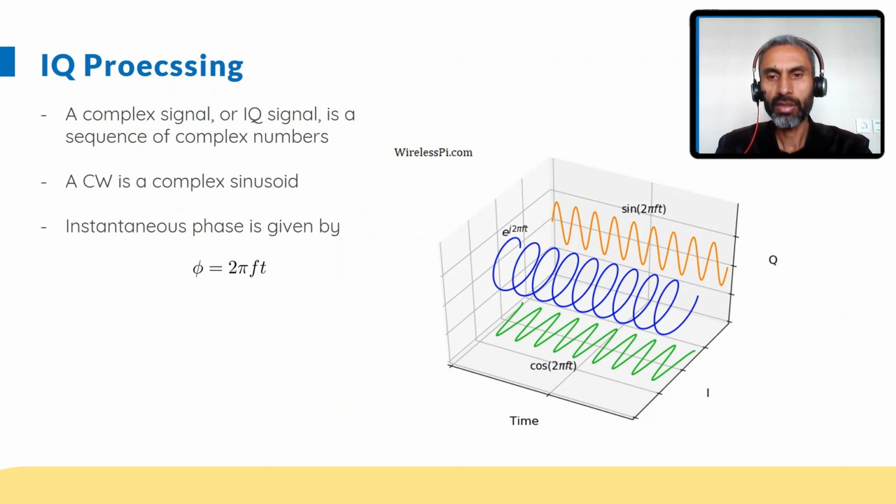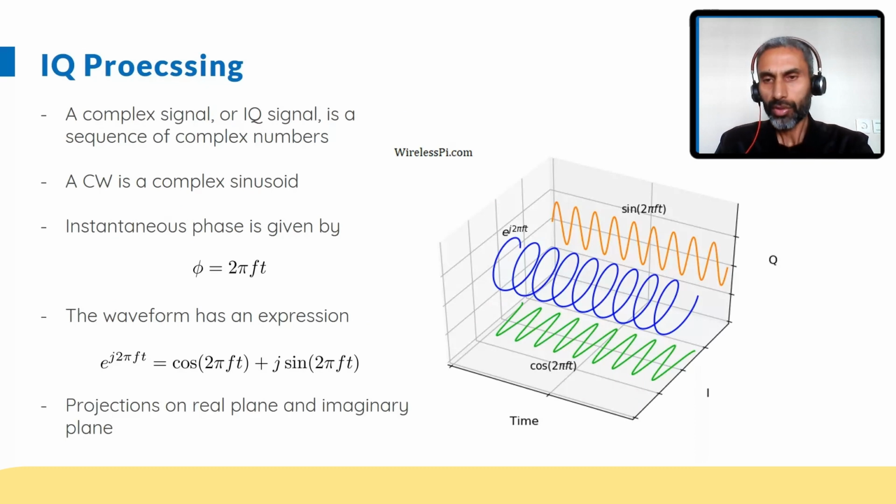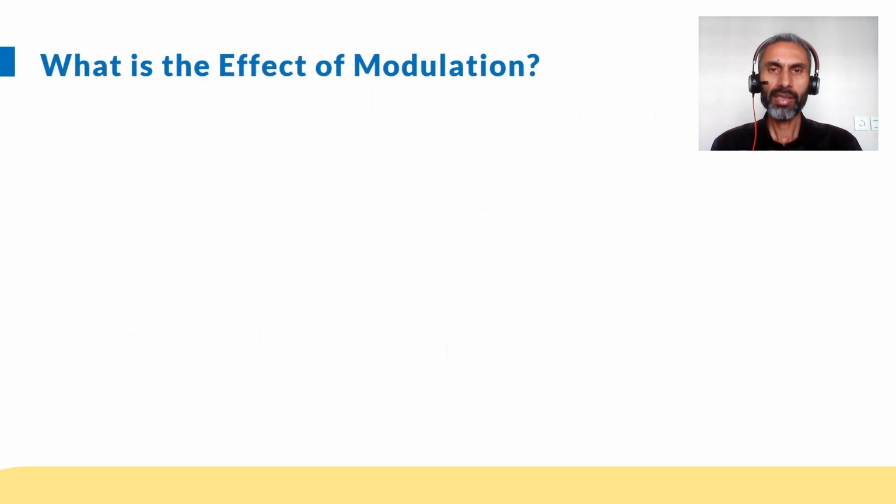Its instantaneous phase is given by phi equals 2 pi ft, and the waveform has an expression e raised power j 2 pi ft equals cos 2 pi ft plus j sine 2 pi ft. This is known as Euler's identity. So cos 2 pi ft is the projection of the waveform on real plane. Imaginary waveform is the projection of this wave on the Q plane with time. So we modulate a CW, and we need to see what is the effect of modulation.